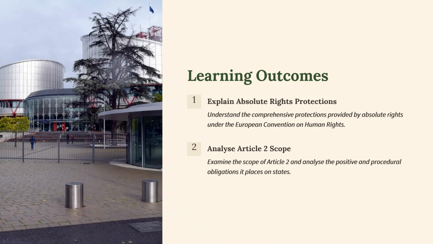The learning outcomes for this class are to explain the absolute rights protections, understand the comprehensive protections provided by absolute rights under the European Convention on Human Rights, to analyse Article 2's scope, examine the scope of Article 2 and analyse the positive and procedural obligations it places on states.